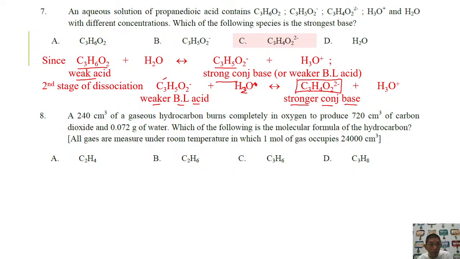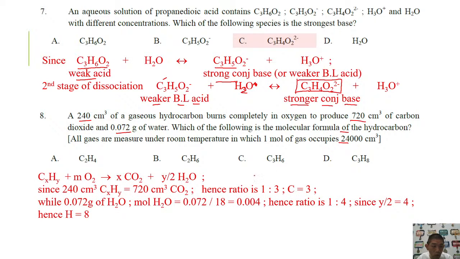Okay, as for question number 8, 240 cm³ of a gaseous hydrocarbon burns completely to produce 720 cm³ of carbon dioxide and 0.72 gram of water. Which of the following is the molecular formula of the hydrocarbon? All gases are measured where 1 dm³ occupies 24 cm³. First of all, you have to get the mole ratio of the hydrocarbon to carbon dioxide to water. So you use the general equation CxHy + mO2 gives xCO2 + y/2 H2O.